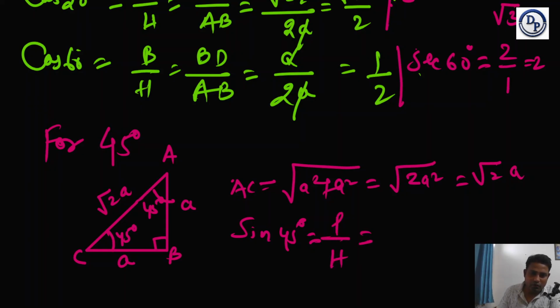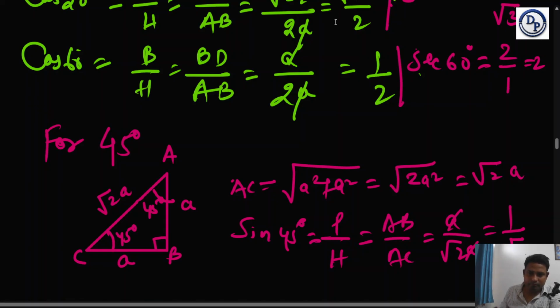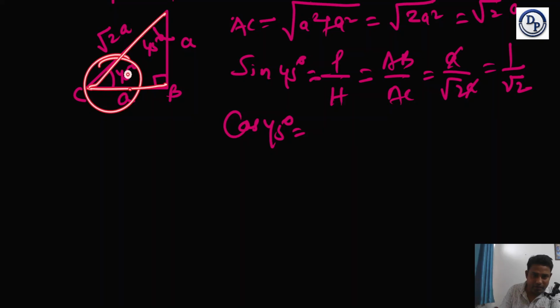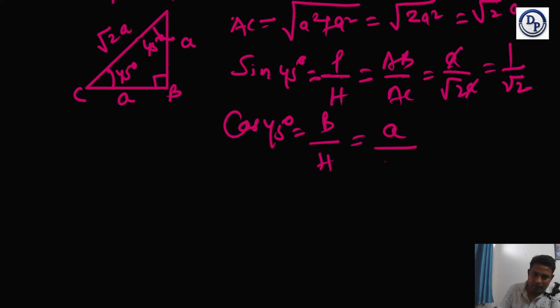What is P here? P is AB and H is AC. So this becomes A by root 2A. A cancels, we get 1 by root 2. Similarly, cos 45: if we consider this as the angle, cos 45 is base by H. So write B by H. B is A, and H is root 2A again. So cos 45 will be 1 by root 2.